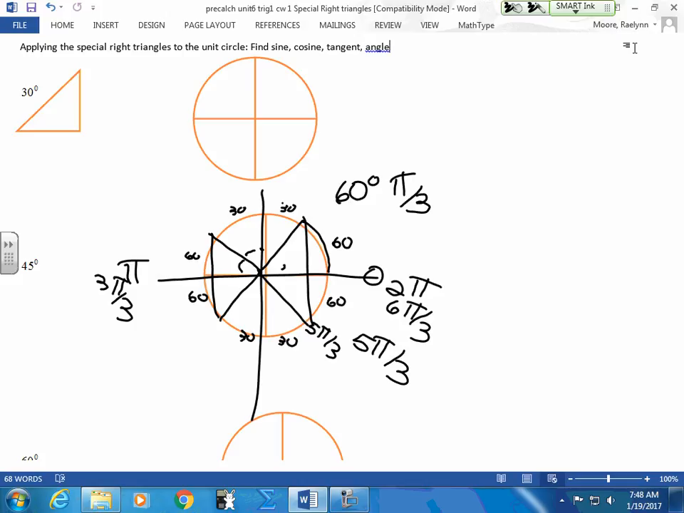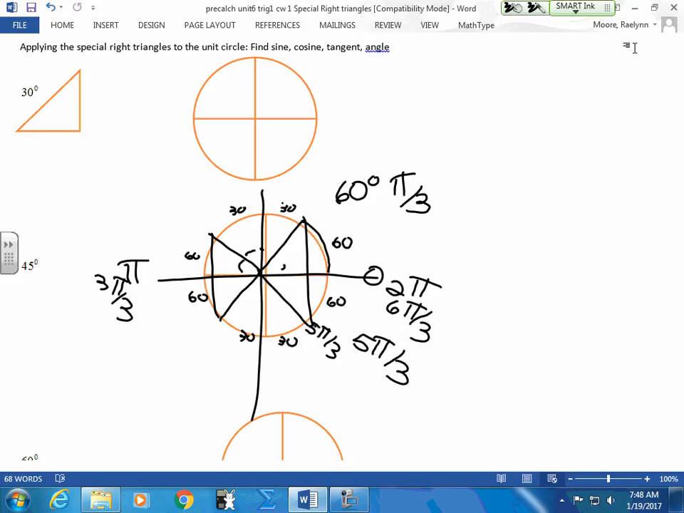So how many angles can I get with the 60 that I need to do? Pi over 3, 2 pi over 3, 3 pi over 3, 4 pi over 3, 5 pi over 3, 6 pi over 3. I'm just going to count by pi over 3s.